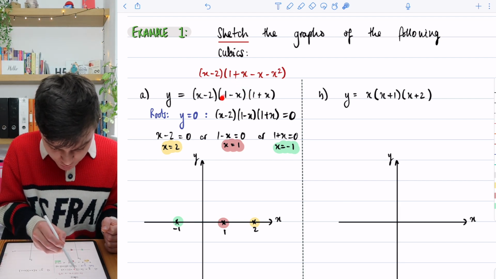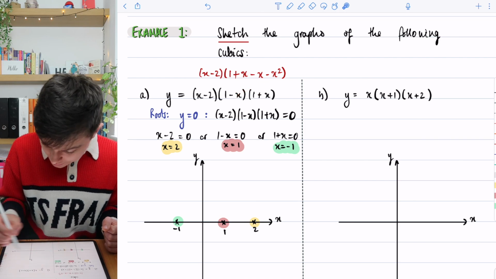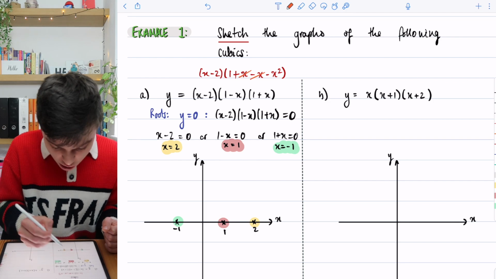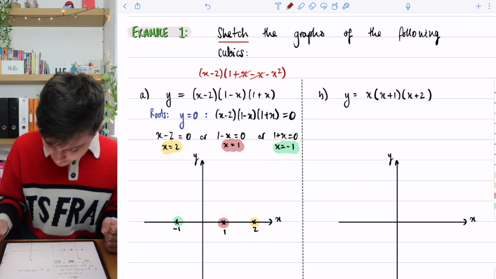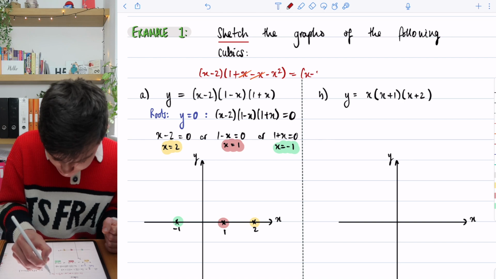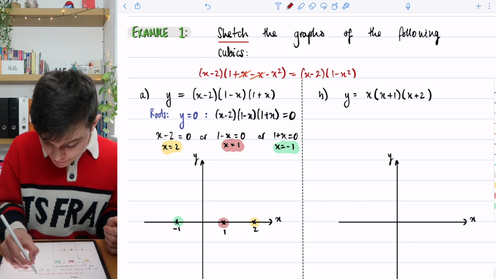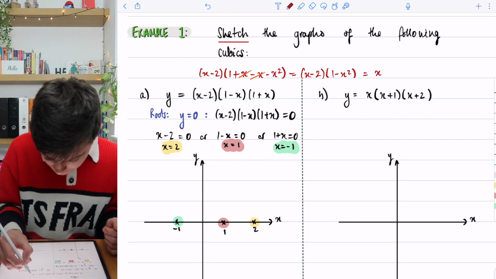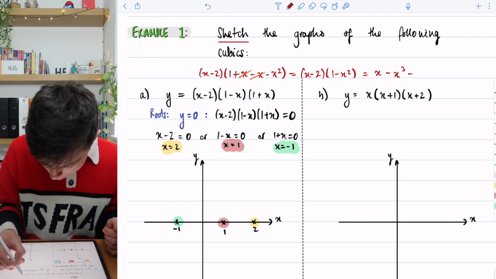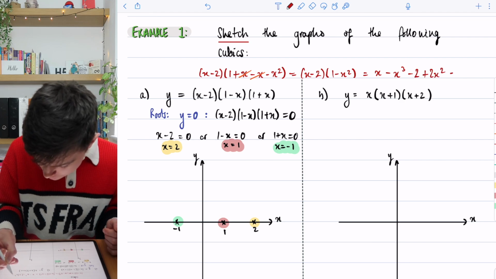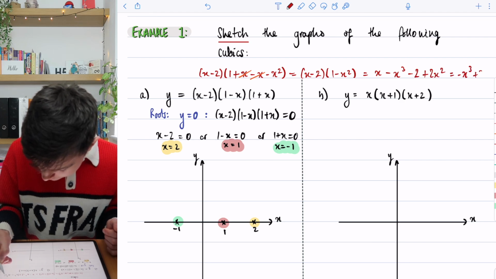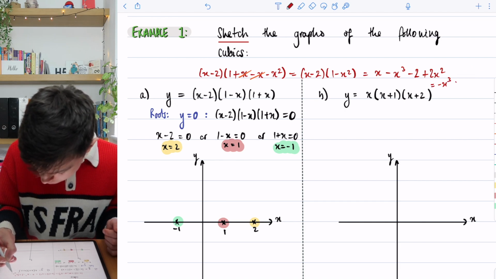1 times 1 gives me 1, 1 times x gives me x minus x squared. So what I'll get is this cancelling away. So those two terms there will disappear, and what I will have is this, x minus 2, 1 minus x squared, okay? And then we can expand those brackets again to give me x minus x cubed minus 2x plus 2x squared, and then that will give me this. I'm running out of room a little bit, so we'll just write it down here. Minus x cubed plus 2x squared plus x minus 2.